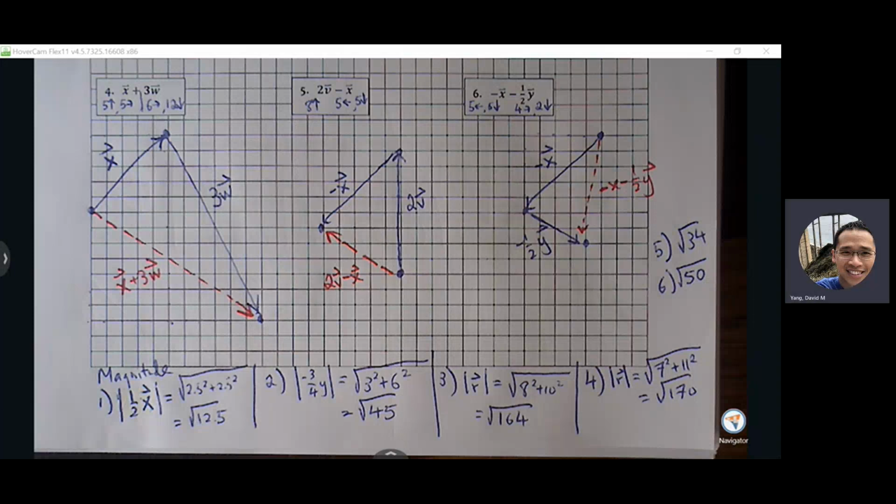You pick a point to start, you move in the direction that they're asking you to move, and then once you have your 2 vectors, you draw your resultant vector from your starting point to your ending point, and then you're just creating a magnitude value for your resultant vector. Okay, any questions?